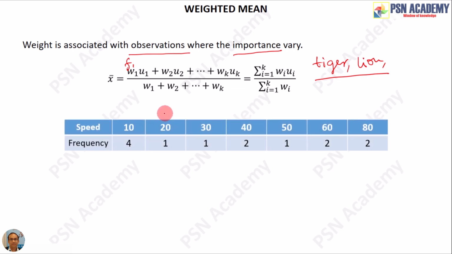Okay, so as in our previous example, this frequency is weight 1, this one is weight 2, and this one is weight 3, like this. Okay, so we end this video on arithmetic mean and weighted mean, and we'll talk about median and mode in our next video.